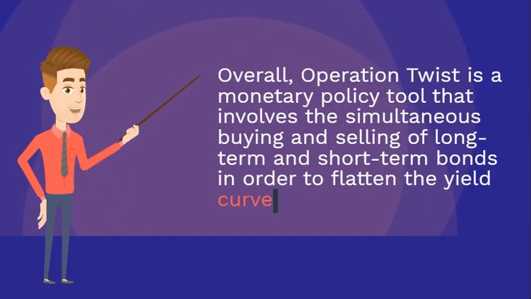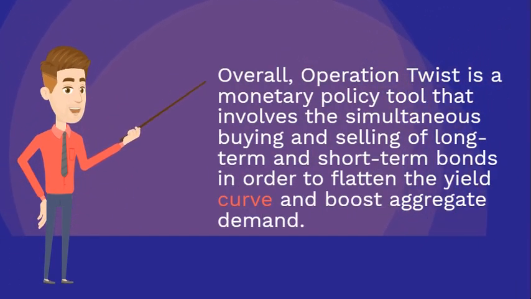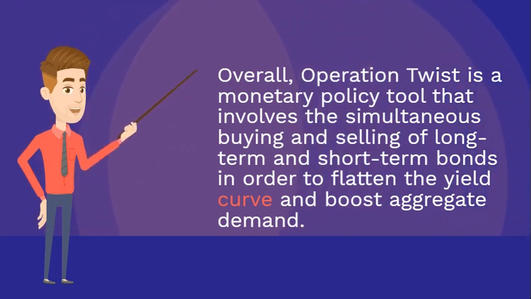Overall, Operation Twist is a monetary policy tool that involves the simultaneous buying and selling of long-term and short-term bonds in order to flatten the yield curve and boost aggregate demand.